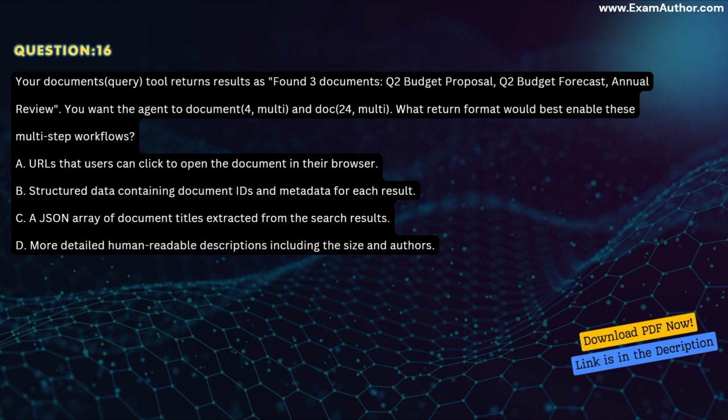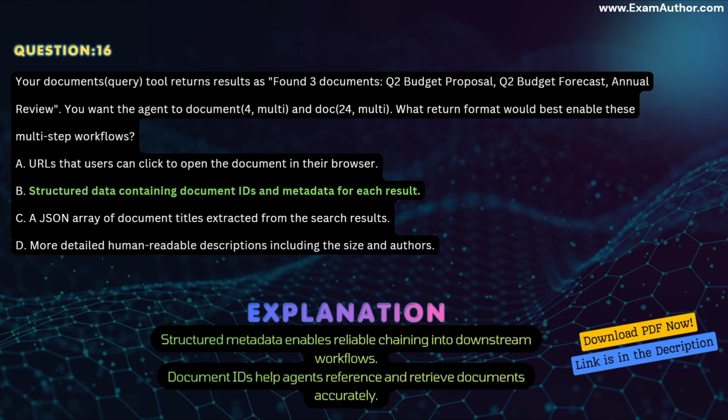Correct answer: B. Structured data containing document IDs and metadata for each result. Explanation. Structured metadata enables reliable chaining into downstream workflows. Document IDs help agents reference and retrieve documents accurately.